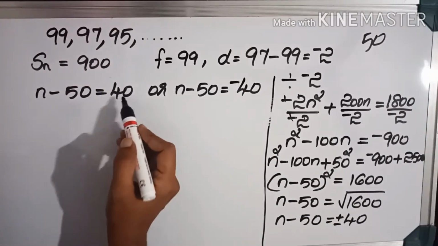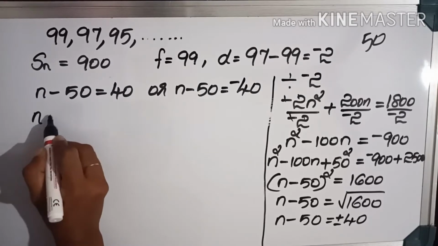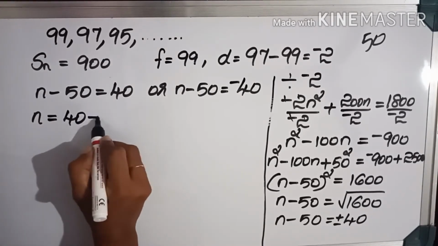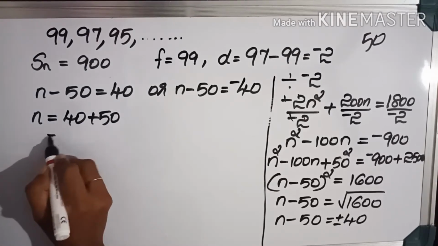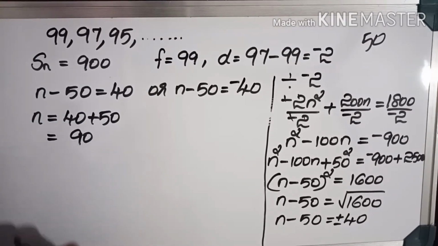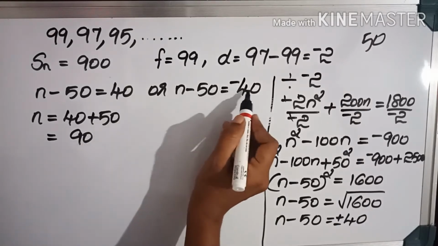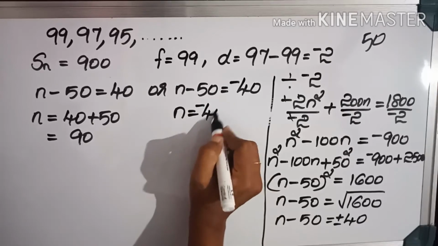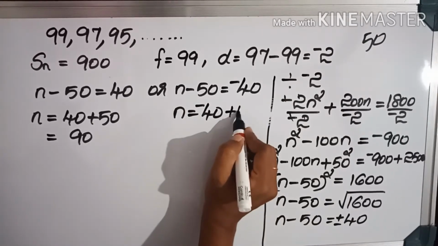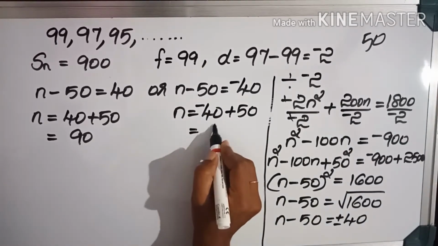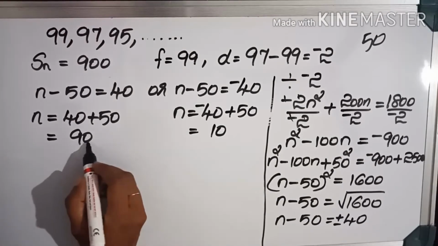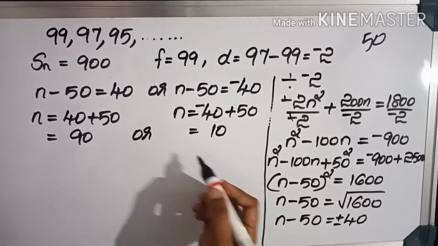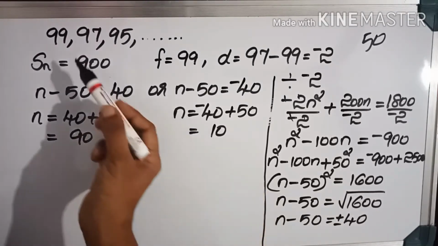Now if it is plus 40, n will be what? N equal to 40 here, minus 50 come to this side, it will be plus 50. That is equal to 90. N equal to 90 will be. Now here if it is minus 40, n equal to what? Minus 40, minus 50 come to this side, it will be plus 50. That is equal to 10. Okay, so n can be 90 or 10. Okay, 90 or 10.